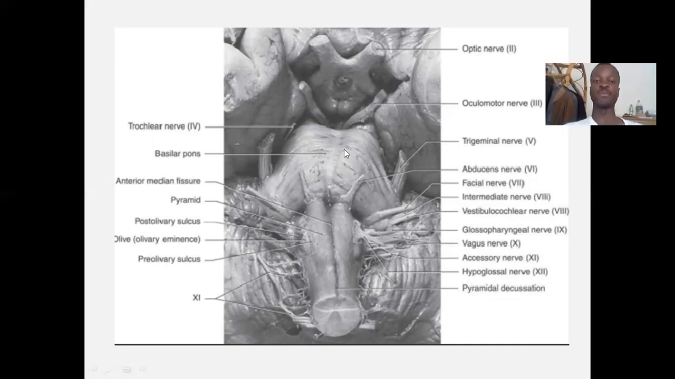Then emerging from the lateral ends of the pons, this is the trigeminal nerve, right? Then this is your oculomotor nerve. And going more superior, you notice the presence of the mammillary bodies. Then you have the optic chiasma, then you have the optic nerves. So the optic nerve and the olfactory nerves, they're the only two cranial nerves which are not actually attached to the brainstem. The rest of the 10 cranial nerves, they're attached to the brainstem, right?